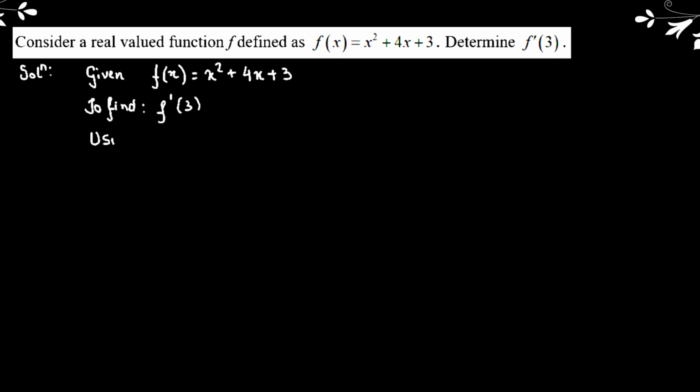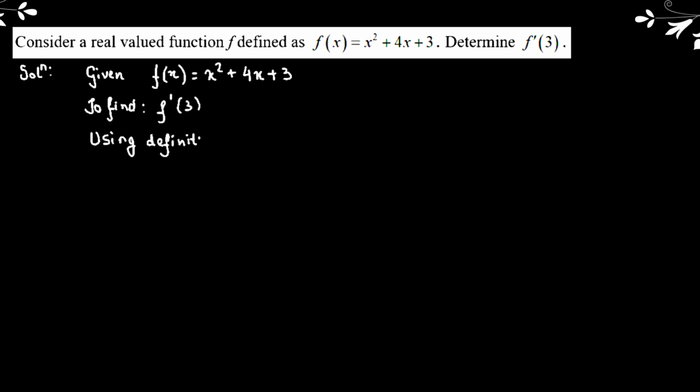Problem number 8. Consider a real valued function f defined as f of x is equal to x squared plus 4x plus 3. Determine f prime of 3. So here we are given the function f of x is equal to x squared plus 4x plus 3. We need to find f prime of 3. That means the derivative of the function calculated at x equals 3.